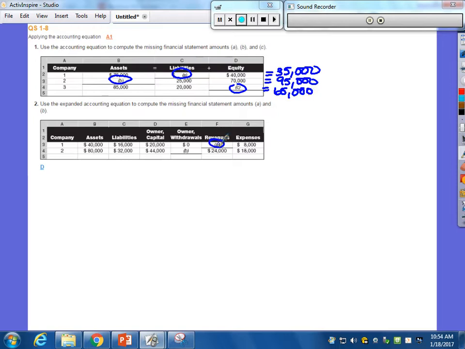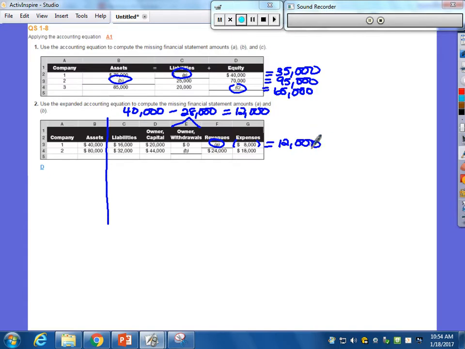If you go from left to right, liabilities, you have 16,000 plus owner's capital of 20,000 equals what? 36,000. And 36,000 minus 8,000 of expenses equals what? 28,000. And the best way for you to find out what the revenues amount is that you subtract 28,000 from what? 40,000, which equals 12,000. And that is going to be our revenue amount.